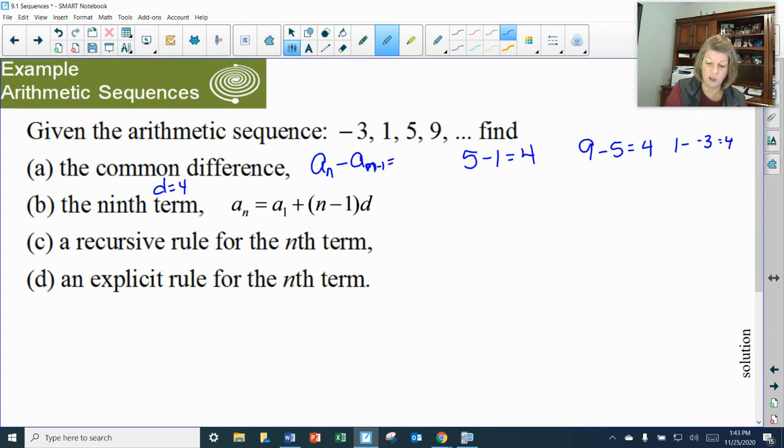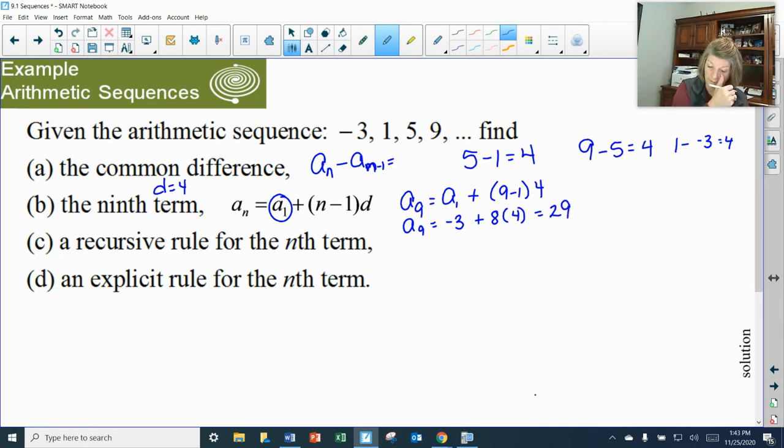Find the 9th term. Well, I do have the a sub first term to work with, so I'll go ahead and work with that. I want to find a sub 9. I know a sub 1, and then I'd have 9 minus 1 times my common difference, which is 4. So my a sub 9th is going to be a sub 1, which is -3, added with 8 times 4, which is 32. 32 minus 3, 29.